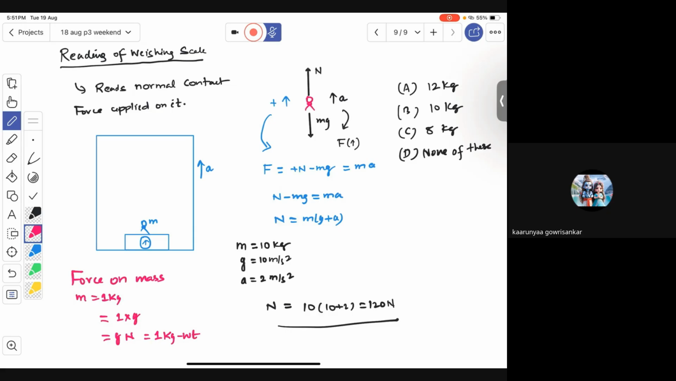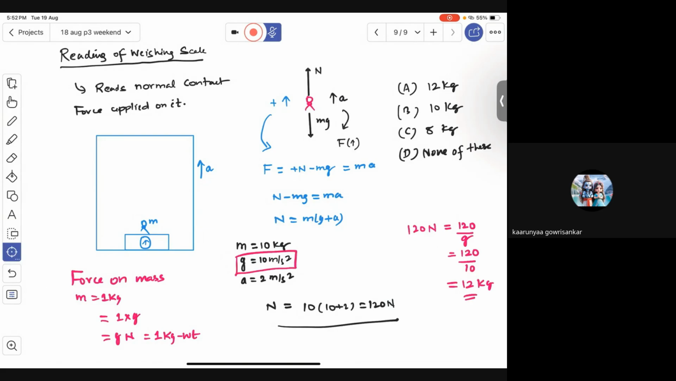So here, how much is the g given? g given is 10, no? Yes, sir. So 120 Newton is going to be equal to how many kg weight? 120 by g. Since g given to us is 10, I will take 12. So the answer will be 12 kg, which means the amount of force acting on the weighing scale will be the same as the amount of force that will act on the weighing scale if a person who is stationary in the ground frame is sitting on top of it, whose mass is 12 kg.